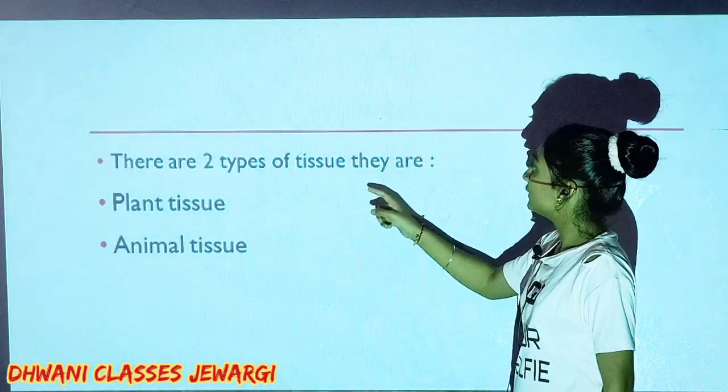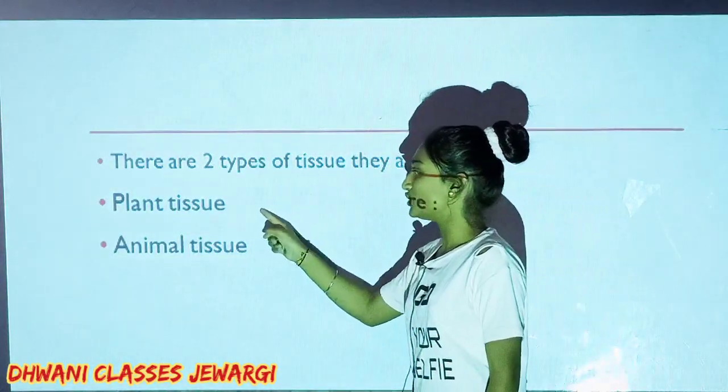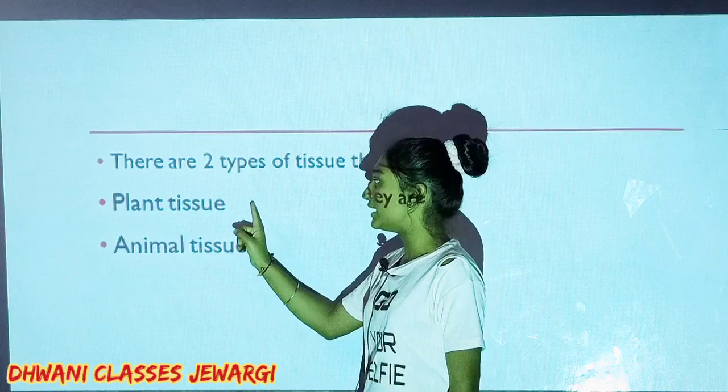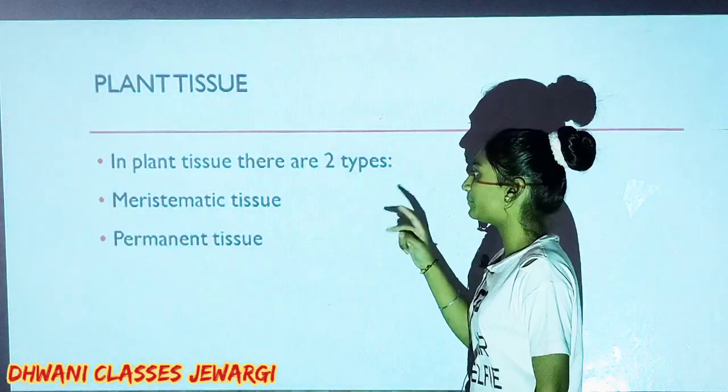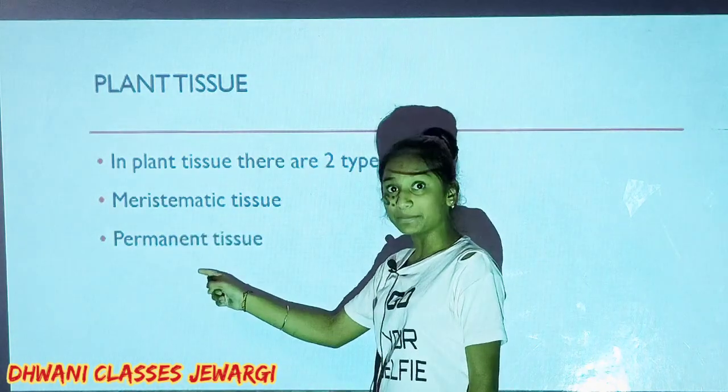There are two types of tissues, plant tissues and animal tissues. I am going to only explain about the plant tissue. There are two types of plant tissues: meristematic and permanent tissue.